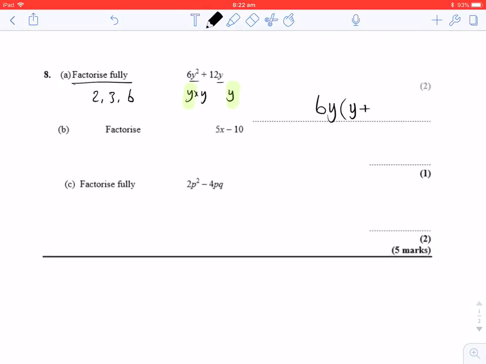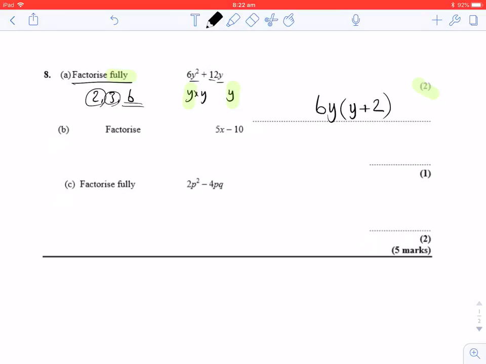Add, so plus sign in there. 6 times what gives me 12? Well, that's 2. I've got a y on the outside, I've got y there, so I don't need to add any extra letters, and I should get 6y brackets y plus 2. Now, you'll see here it says factorise fully, and it's actually worth 2 marks. The reason for that is you need to have the biggest factor coming out. So if you had used a 3 or a 2, then you're likely to pick up one of the 2 marks, but you need to use the 6 to grab both marks.